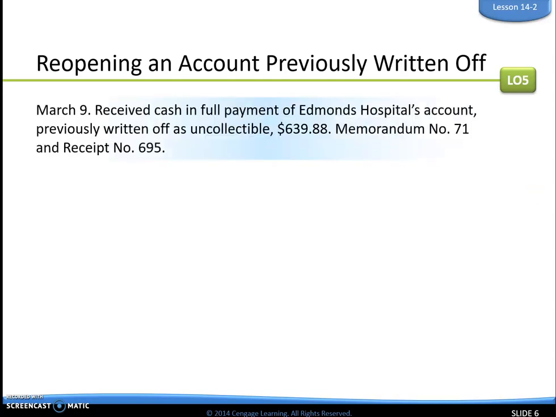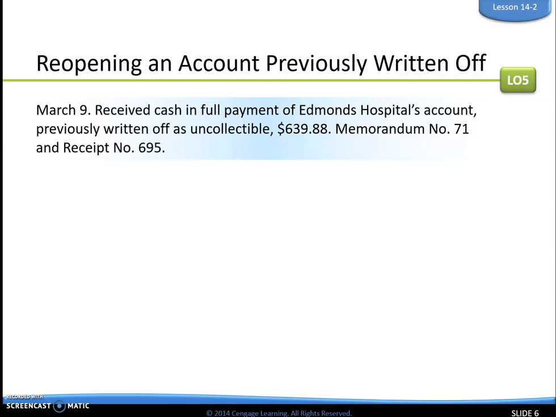Okay, so now we have to reopen an account that was previously written off. So what's happening here is that we canceled Edmonds Hospital account. We used our allowance to cover what they owed us, but now they're coming back and they're actually paying us. So we see right now Edmonds Hospital as having a zero balance, that we wrote it off. They don't owe us anything. So before we can even record that money that we collected, we have to reopen that account.